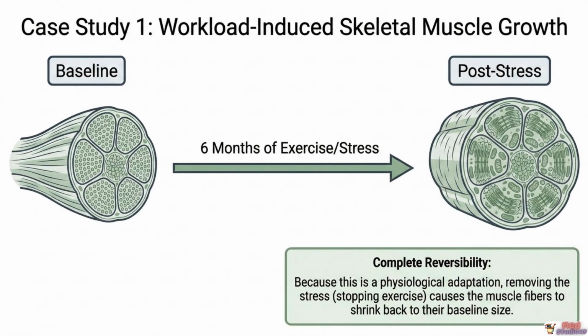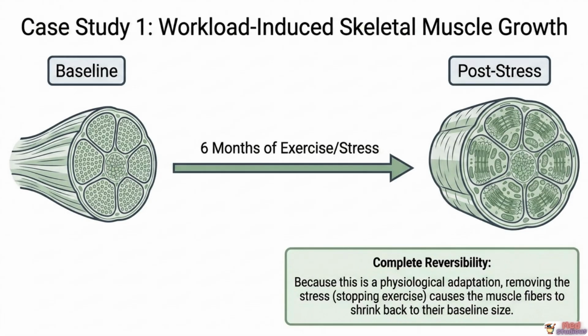Let us make this concrete with a real, tangible case study. Look at the cross-section of a skeletal muscle fiber on screen. On the left is the baseline state, a muscle fiber with a modest diameter and relatively sparse internal organelle content. On the right, after just 6 months of consistent progressive resistance exercise, the same fiber is dramatically larger. The individual muscle fibers have expanded their diameter significantly.